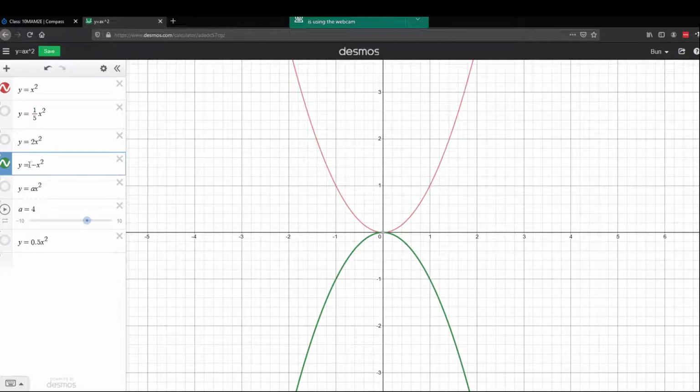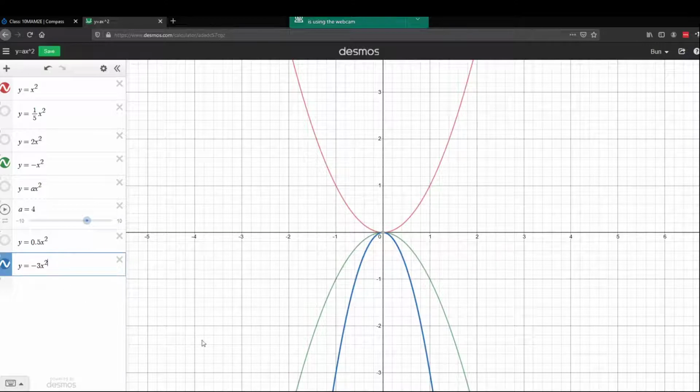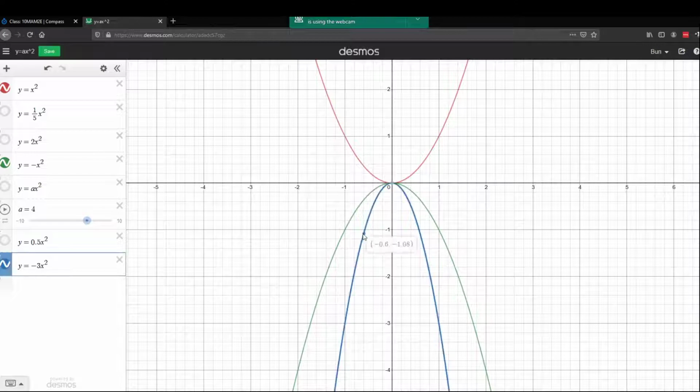Now if I go y equals negative 3x squared, you can see that it's negative, and you can see that it has been squashed, because we have a 3 in front of it, so we're squashing it.